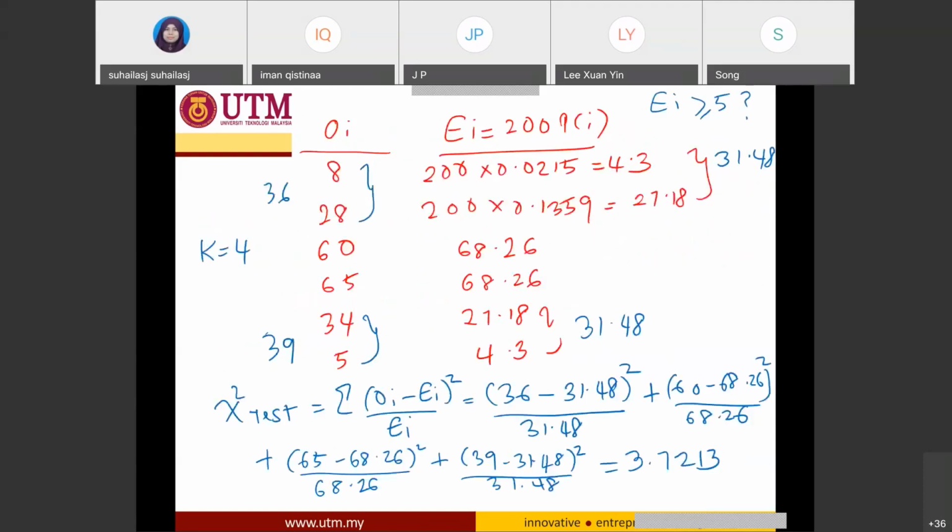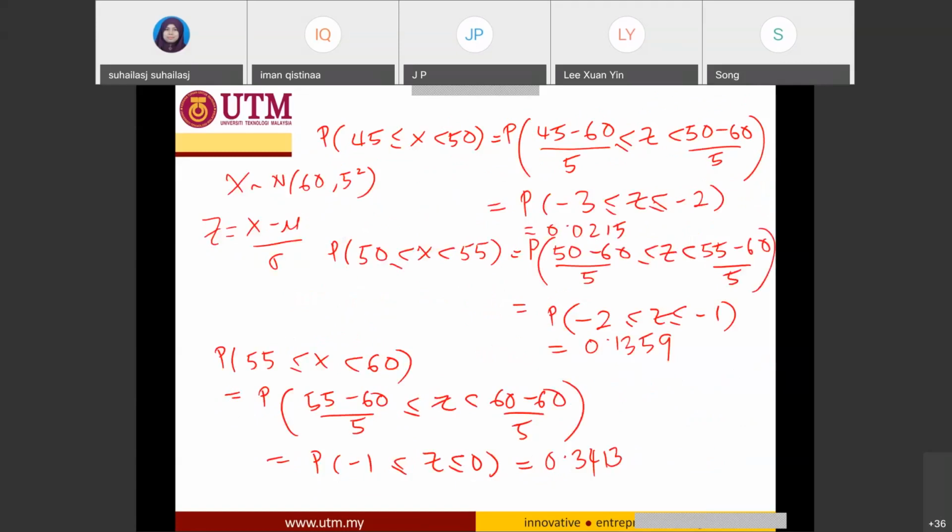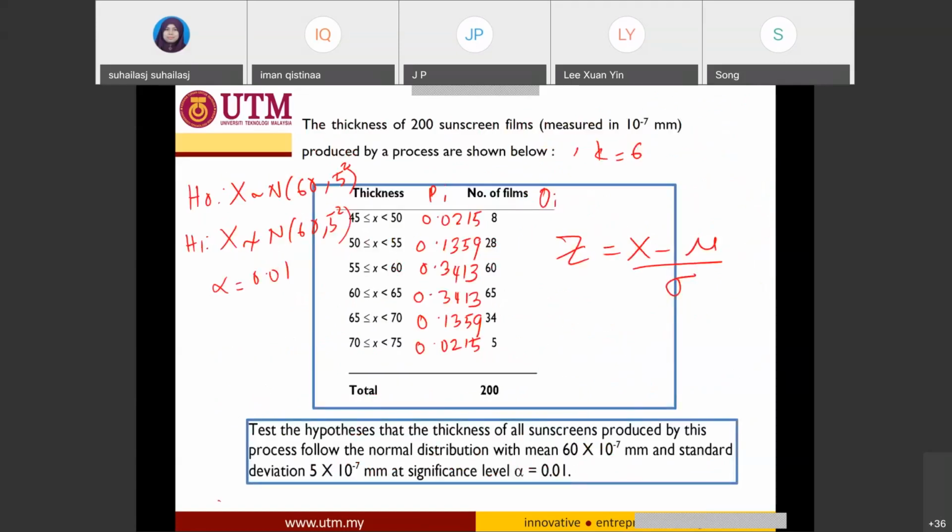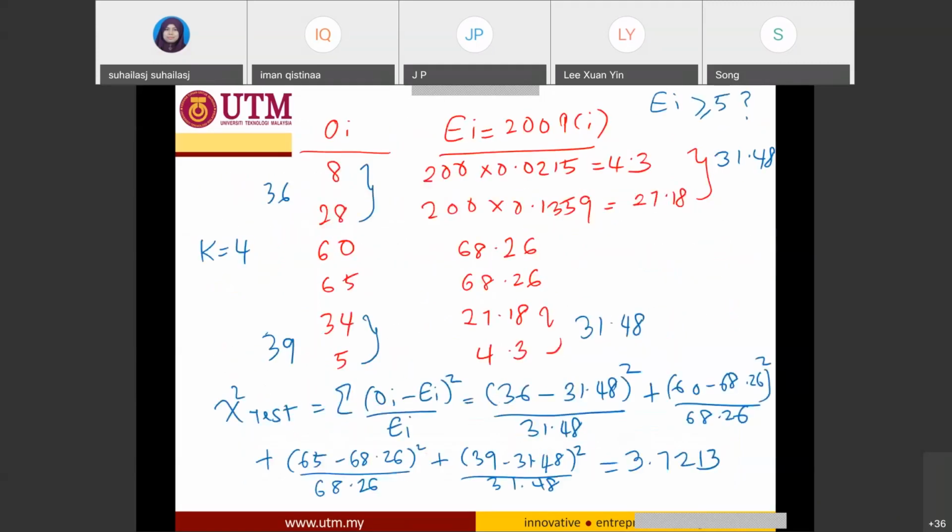Any questions for this one? Make sure again your probability is correct. This one is a normal distribution, so standardize using Z equals X minus mu divided by sigma, get the probability, and then EI is n times your probability. Check your EI, whether greater than or less than 5. If greater than 5, proceed as usual. If less than 5, combine categories, and then conduct your chi-square test. Do you have any questions for this goodness of fit test?